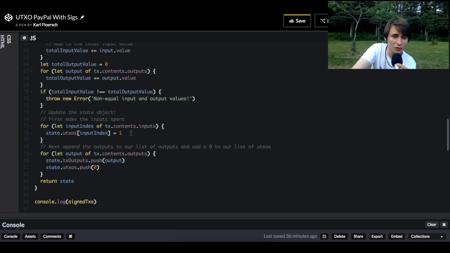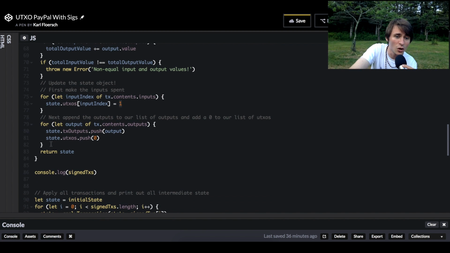Now, first we're going to set the inputs to spent. So we're going to grab the input index, and we're just going to set it equal to 1, right? You don't want to spend the same output twice. Next, we're just going to add the outputs to our list of transaction outputs. We're iterating over all of them, and we're going to add those to our list. And we're going to push a new 0, which means it is unspent, to our list of is spent. We're calling it UTXOs here. Maybe that's a bad variable name.